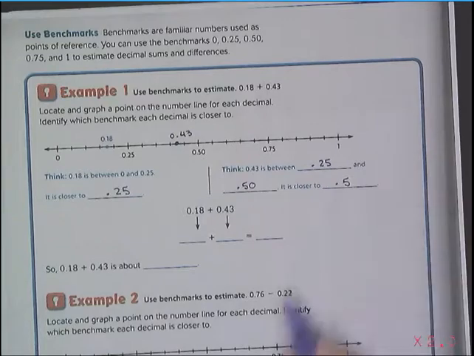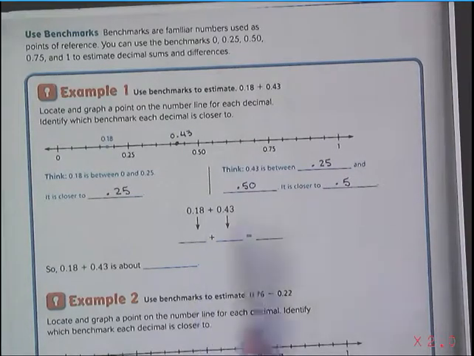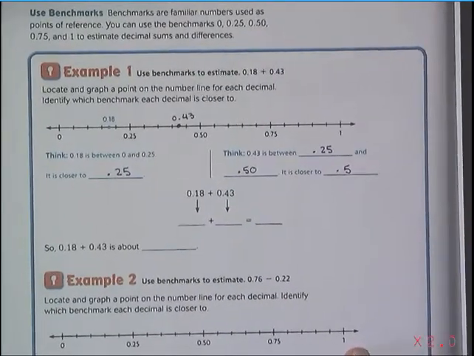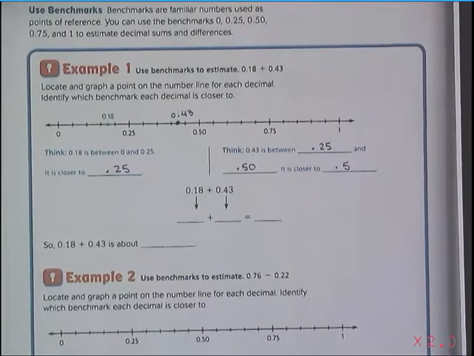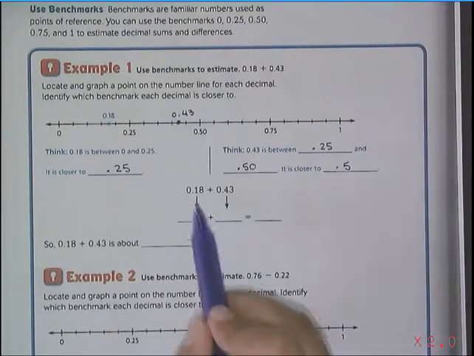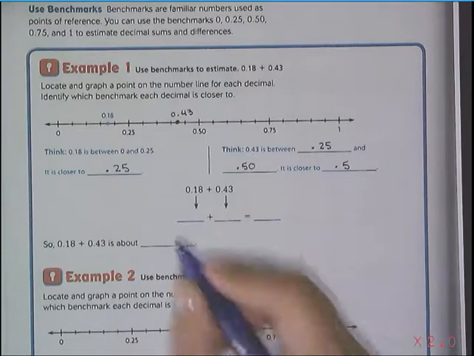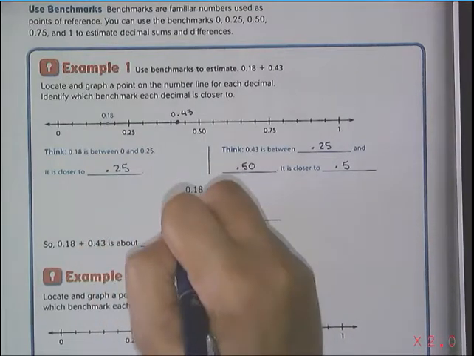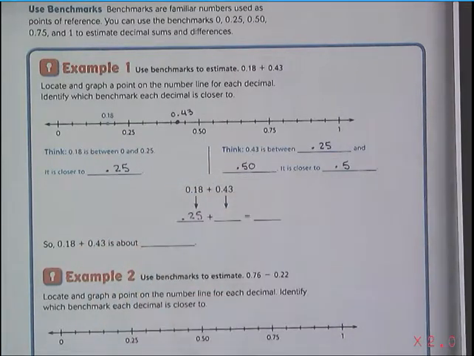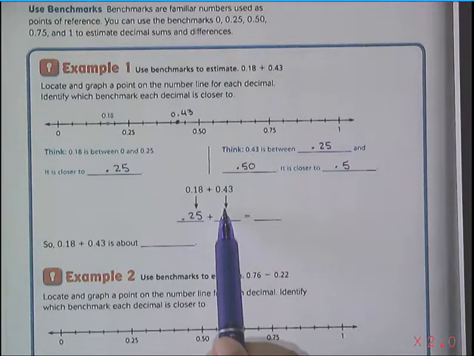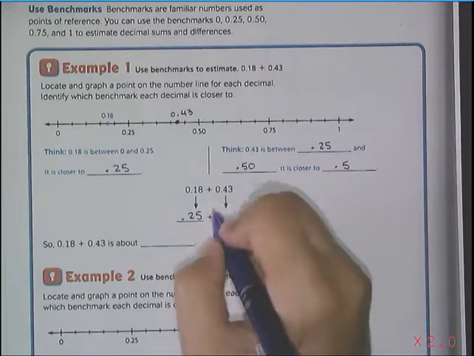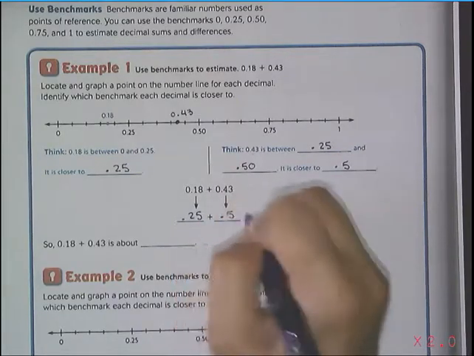Okay, so now what they want us to do here is write in what our benchmarks are that we can use to estimate our difference. So instead of using 0.18, we're going to use the estimated benchmark 0.25. And instead of 0.43, we are going to estimate that to the closest benchmark, which is 0.50.